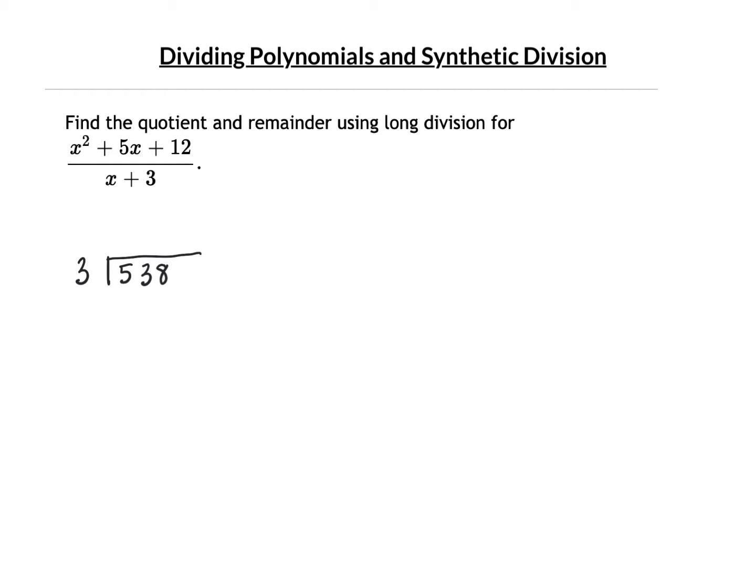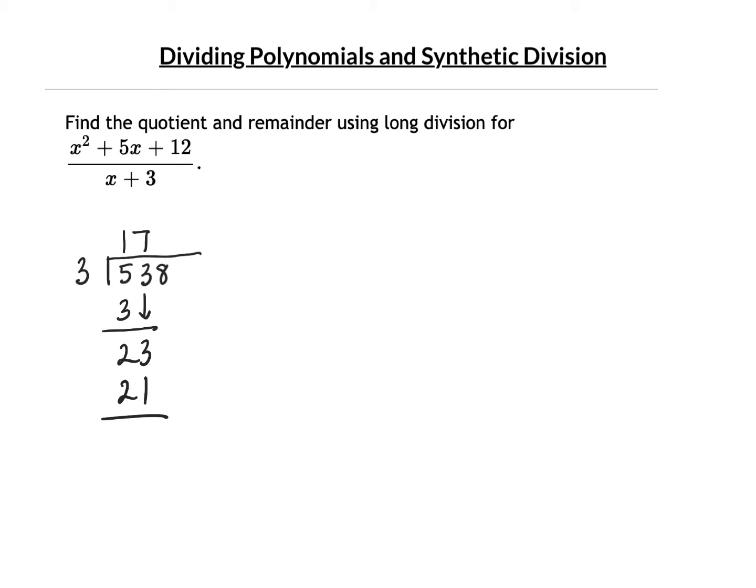Let's take a look at a long division problem. If we divide 3 into 538, first we take 3 into 5. 3 into 5 goes once, then notice we multiply. 1 times 3 is 3, and then we subtract. 5 minus 3 is 2. Then we bring down the 3. 3 into 23 goes 7 times. 3 times 7 is 21.